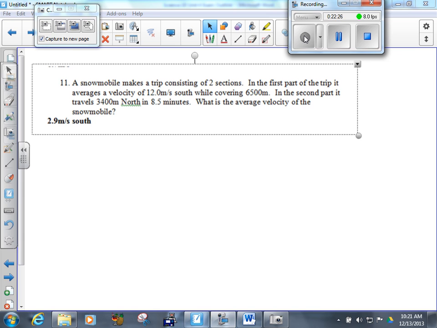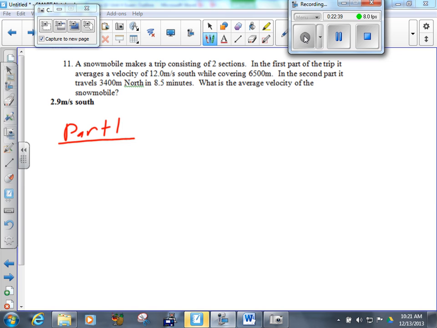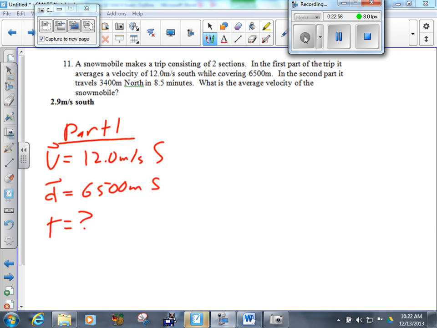Okay, so number 11 here on the review, guys, it's a good one because it's one of those two-part V equals D over T questions. So what we want to do is write down our givens for each part. In part 1, we know that it averages a velocity of 12 meters per second south, which is important, and it does that while covering 6,500 meters. That would be a displacement because we know it is also south. What we don't have is the time. And then in part 2, we know that it travels 3,400 meters north, and it takes 8.5 minutes to do that.